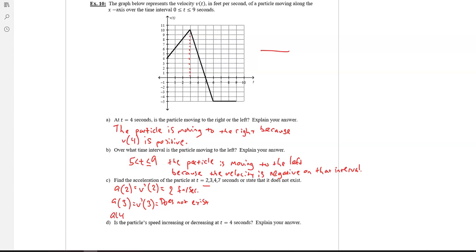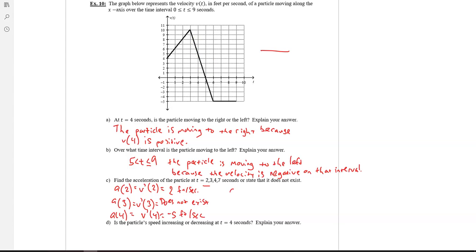All right, last one. Oh no, we have 2 more. a of 4, which is v prime of 4. Go ahead. What would that slope be? Or v prime of 4, I should say. Negative 5 feet per second squared. Again, it's linear, so we can just count the slope.